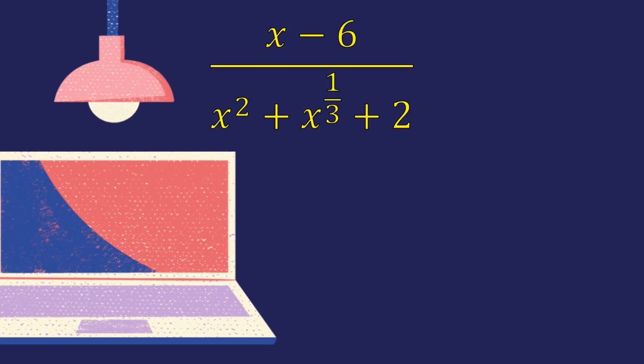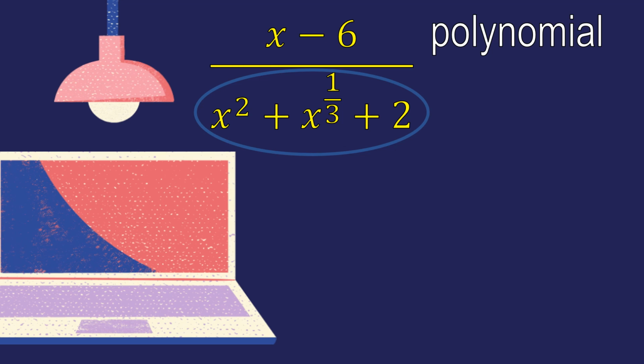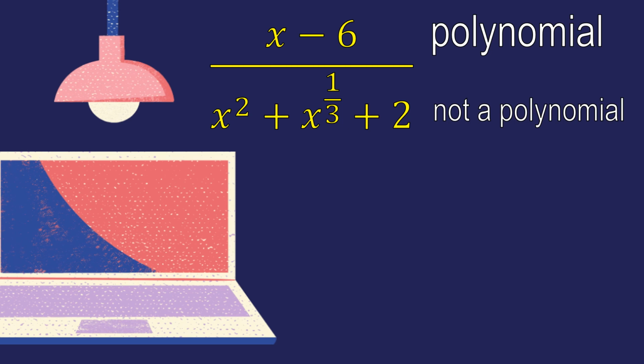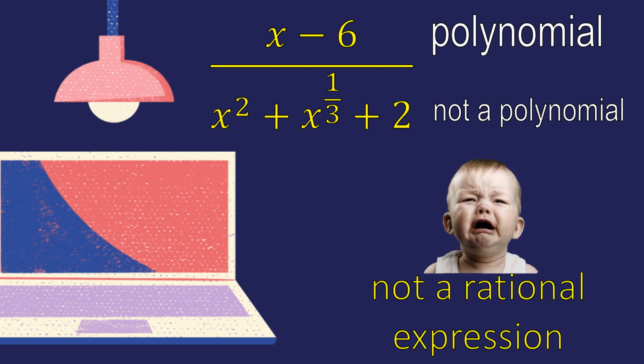For our last example, we have x minus 6 all over x squared plus x raised to 1/3 plus 2. Our numerator is a polynomial. Our denominator is not a polynomial. Therefore, this given expression is not a rational expression.